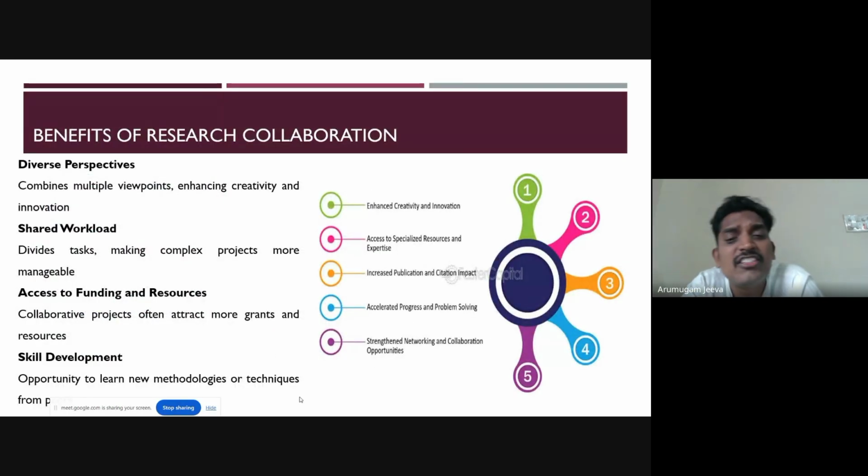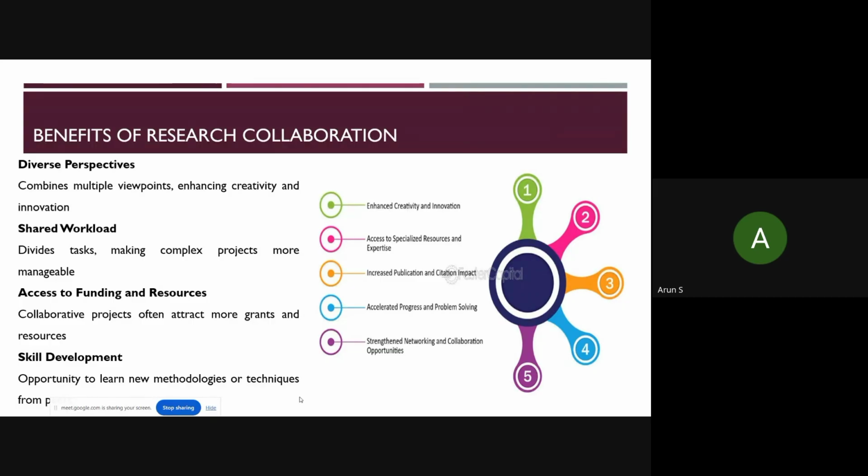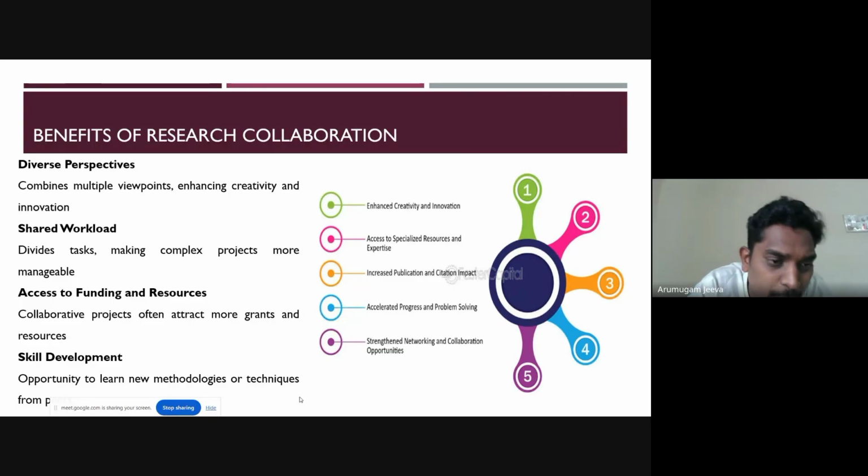The benefits of research collaboration. So what are the various other benefits we will get out of it as a researcher doing research collaboration with other people? One is diverse perspective. With a single viewpoint, you can be deviated from multiple viewpoints. You may get a different aspect of ideology from various people, which really enhances creativity and innovation. So a diverse perspective of knowledge is possible if we do research collaboration. That really gets more citations too.